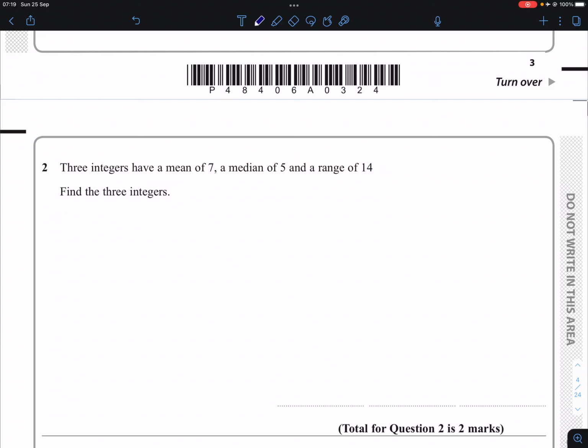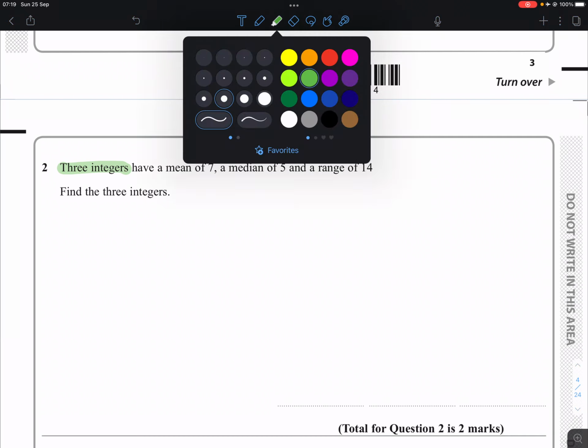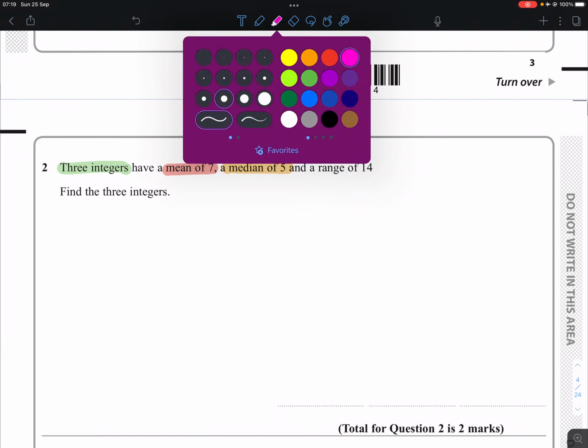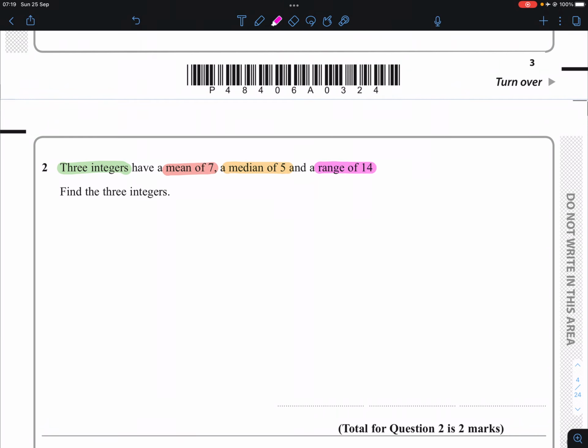Question 2. Three integers have a mean of 7, a median of 5, and a range of 14. Find the three integers. So with these types of problems involving averages and range, where you've got to find the numbers, you've got a mean, a median, and a range given.